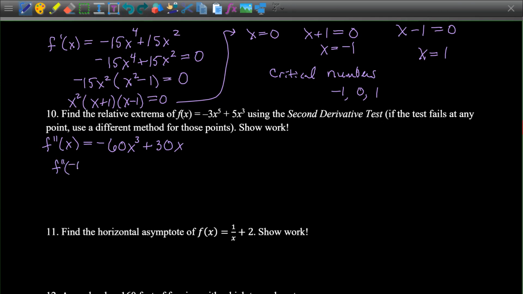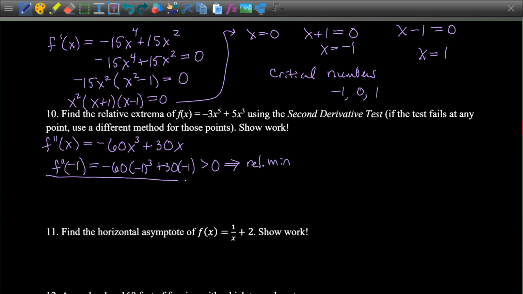So let's do -1. Put -1 in there. And we can get the actual number for that. So this is going to be positive 60, and this could be negative 30. So the positive wins out. This is going to be greater than 0. And so from our theorem, this means we will have a relative min.